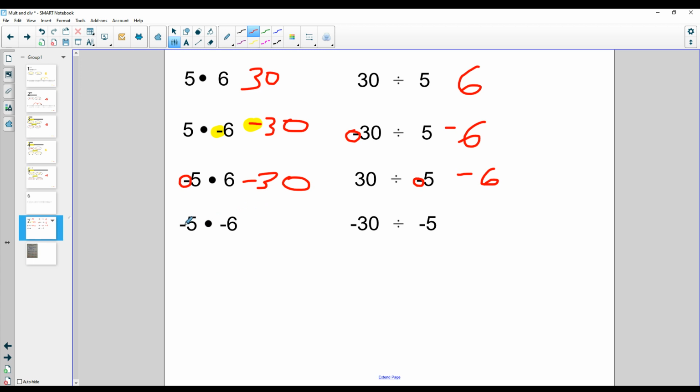Next one. There's multiple negatives here. Let's circle these negatives. So let's multiply normally. 5 times 6 is 30. What is the opposite of a negative? A positive. So a negative times a negative will be a positive. So negative and negative. Let's divide normally. 30 divided by 5 is 6. Opposite of a negative is a positive.